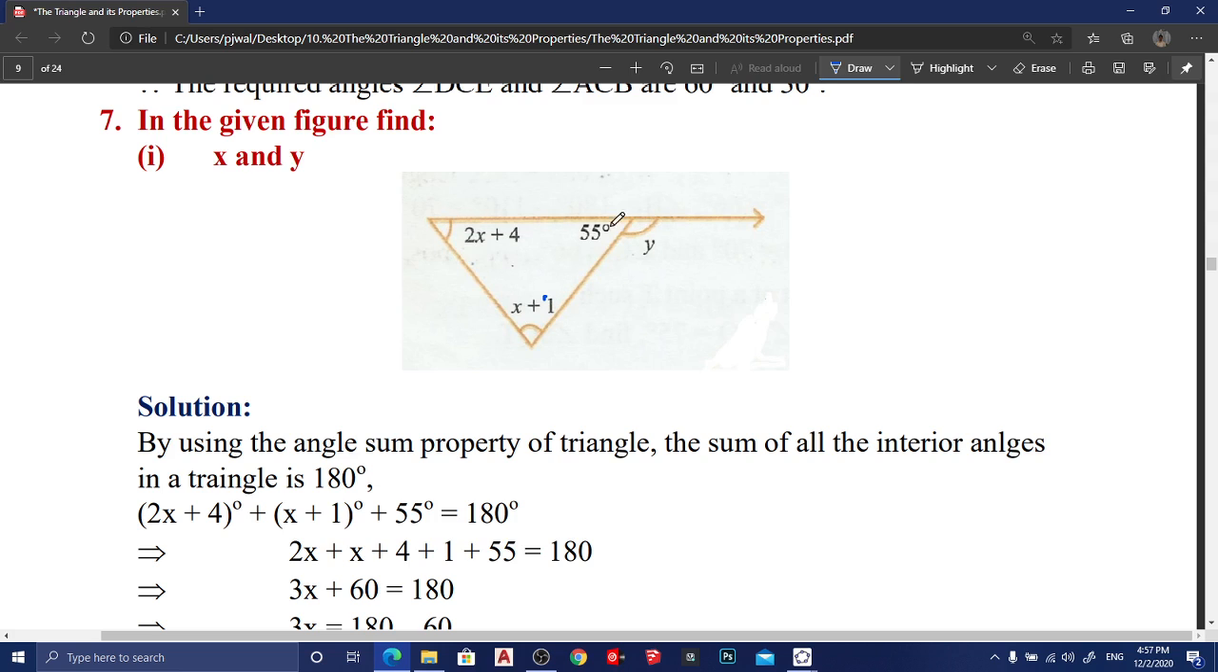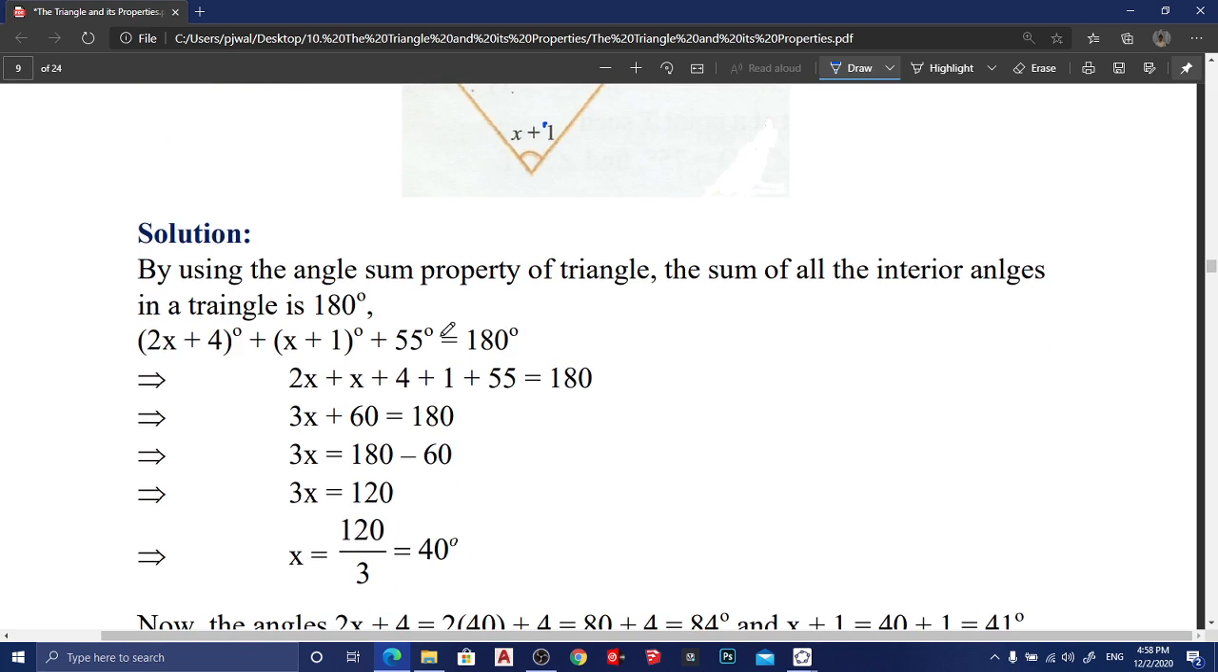First of all, by using these three angles, you can find out the x value by using the angle sum property of a triangle. The sum of all the interior angles in a triangle is 180. So 2x plus 4 plus x plus 1 plus 55 is equal to 180. So 2x plus x is 3x, 4 plus 1 plus 55 is 60, equal to 180. So 3x is equal to 180 minus 60, which is 120. So x is equal to 120 by 3, which is 40 degrees.